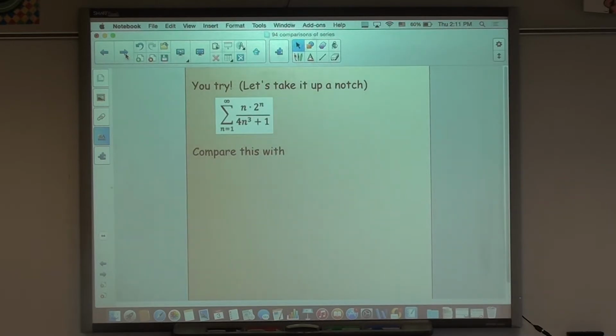So you got a good comparison function. Did you divide it out? Like n times 2 to the n over 4n to the third plus 1, all divided by n times 2 to the n over 4n to the third. Something like that. Is it just 1?